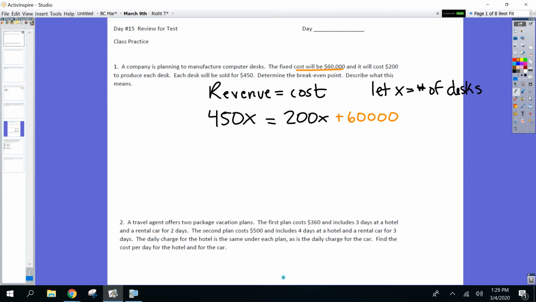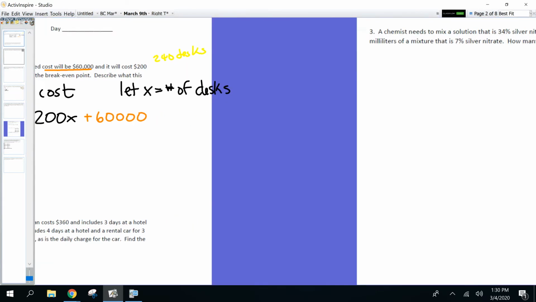All right, I will let you know the answer to this one. You can just put it off to the side, it is 240 desks to break even. You guys can solve that at the end of class. Okay? Anything you want to ask for break even, you'll see that on the test. All good? And then we move on to the next odd, number 3, which is our good old mixture problem.